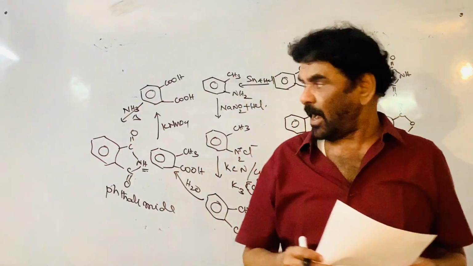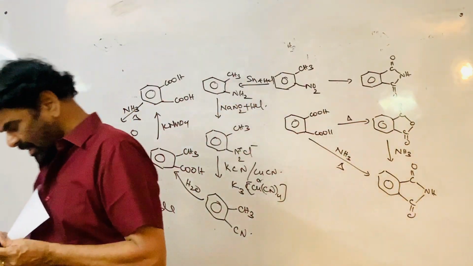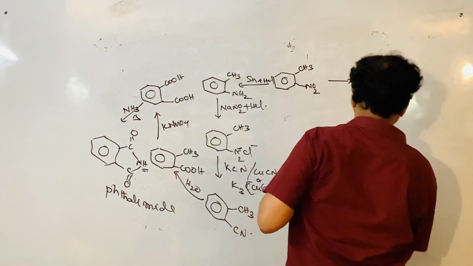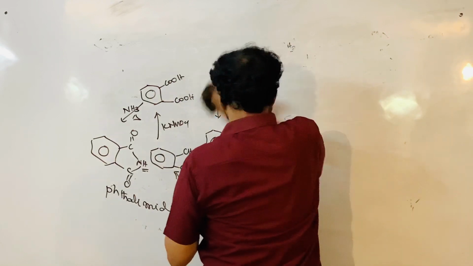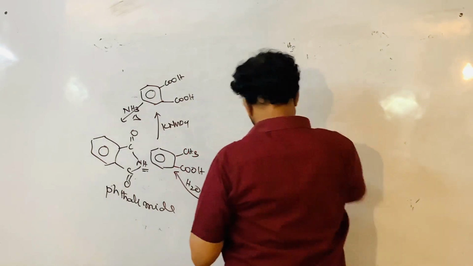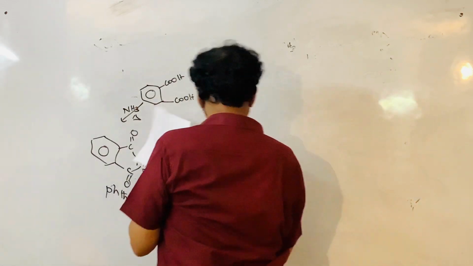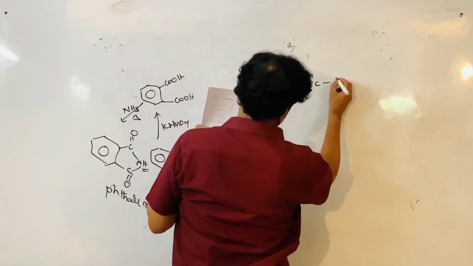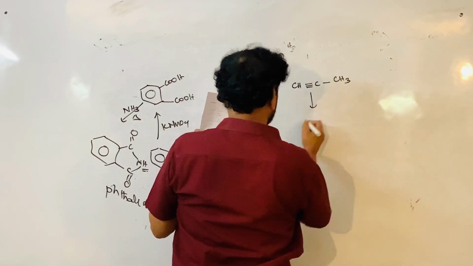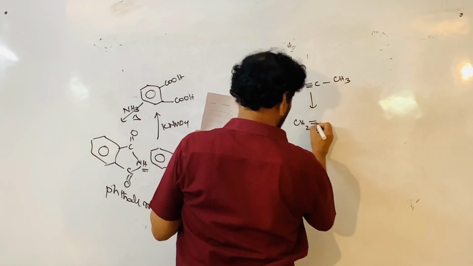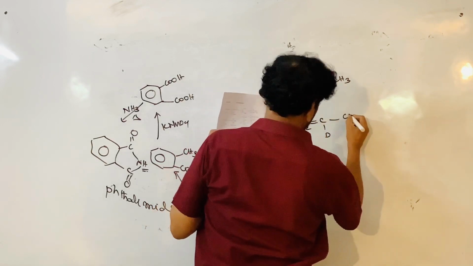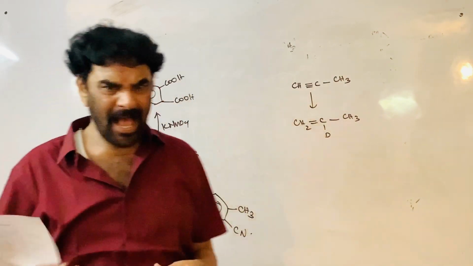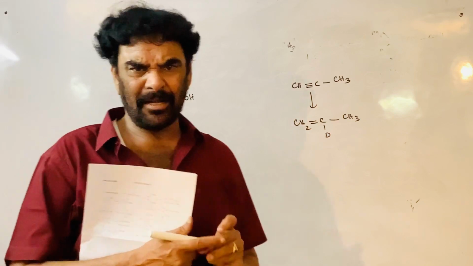And the last one, the tenth, is a very simple conversion. That is propyne, triple bond C CH3. He is asking to prepare 2-deuteropropene. See, it is not easy introducing the deuterium. It has to be introduced through the halogen atom.